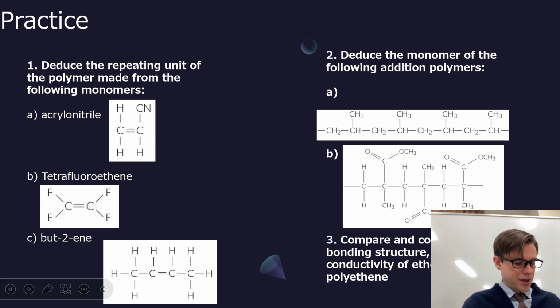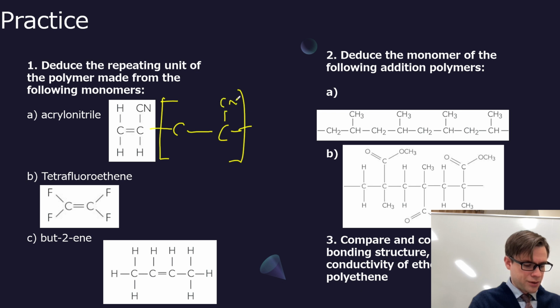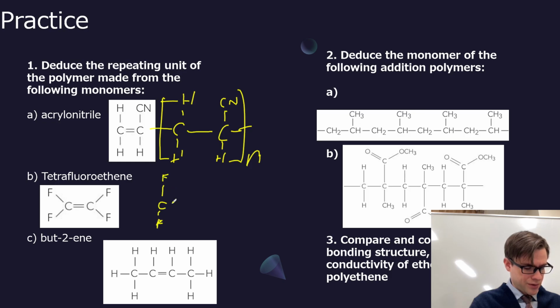So final practice: deduce the repeating unit of the polymer made from the following monomers. Acrylonitrile: when that double bond opens up, we'll have it extend out each side. We'll have a CN group top right, hydrogen bottom right, hydrogen top left, hydrogen bottom left. And that will repeat n times.